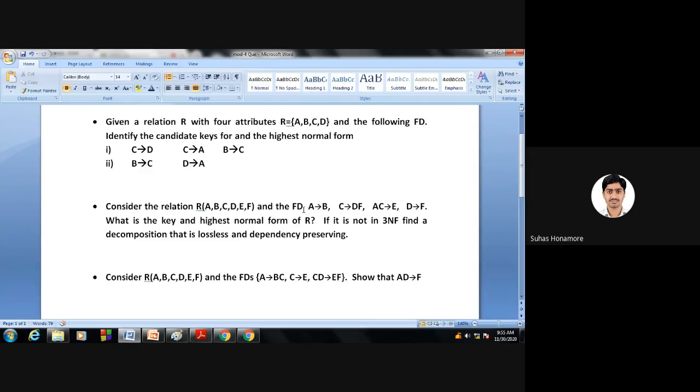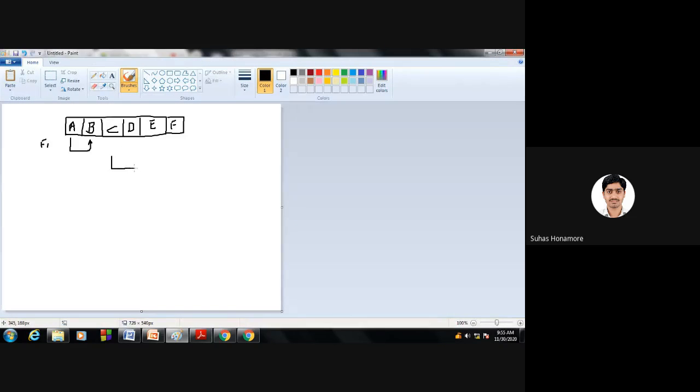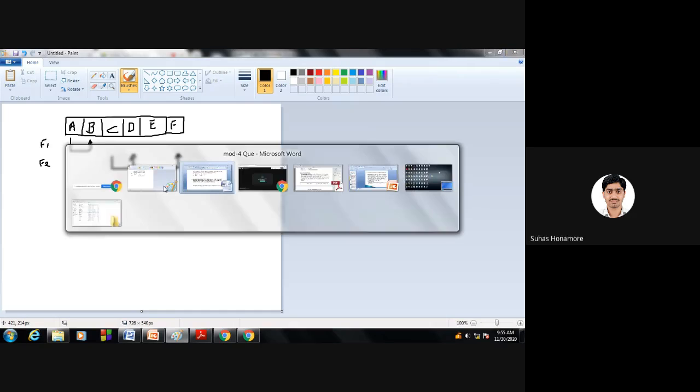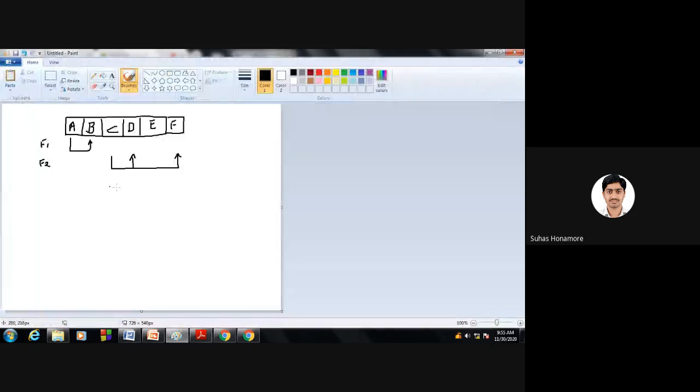Then C to DF. So C to D and C to F are there. This is my functional dependency 2, FD2. Then AC to E is there. So from AC you can derive E. Then D to F. This is my fourth FD. So four FDs he has given.